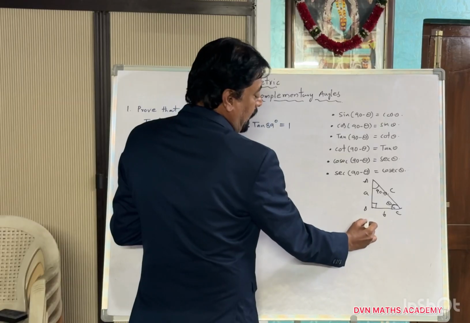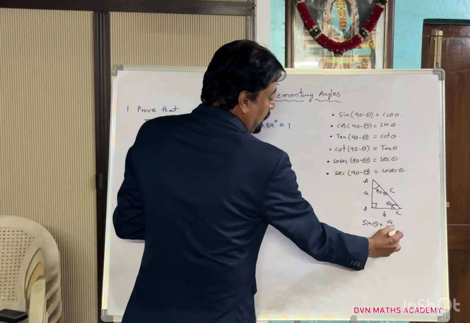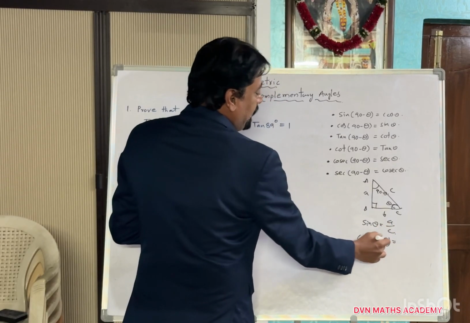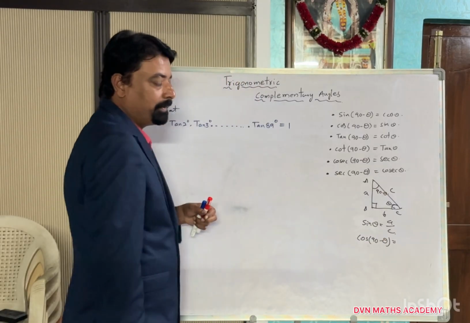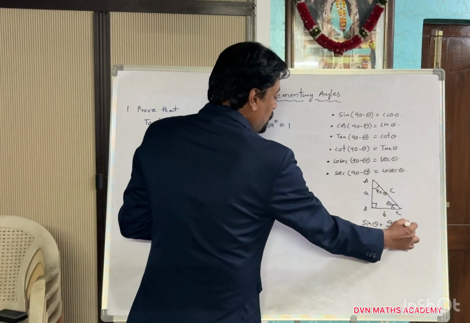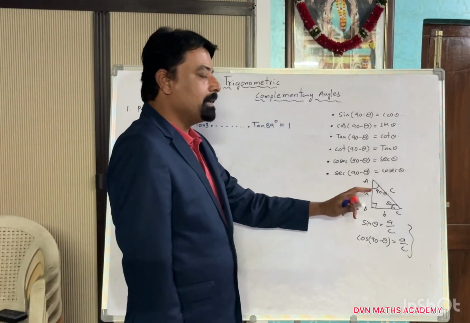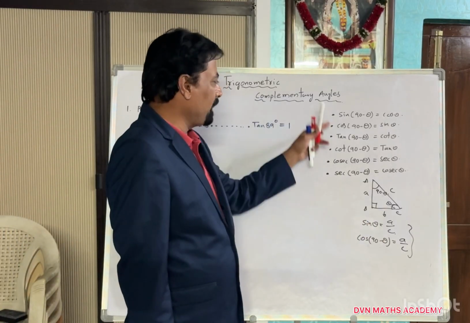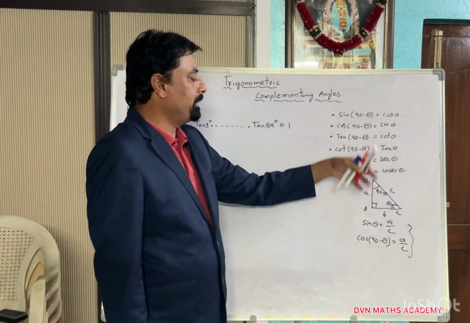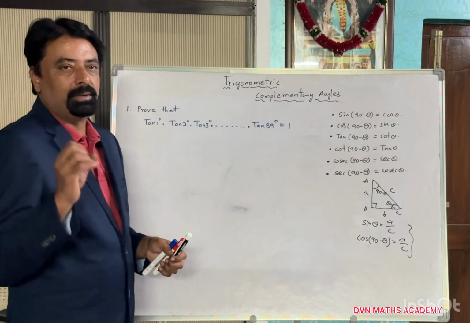If I write sin theta is equal to opposite by hypotenuse, that is A by C. If I write cos(90 minus theta), we observe the triangle from the other angle, so cos is adjacent by hypotenuse, and again you get A by C. So we can write sin theta is equal to cos(90 minus theta), and cos(90 minus theta) is equal to sin theta. Like that, we can write these identities regarding complementary angles, where theta is an acute angle. By using these identities, today we are going to solve some different types of questions.